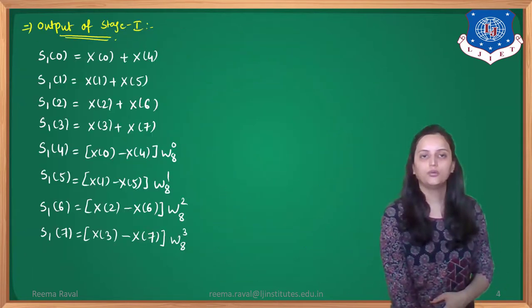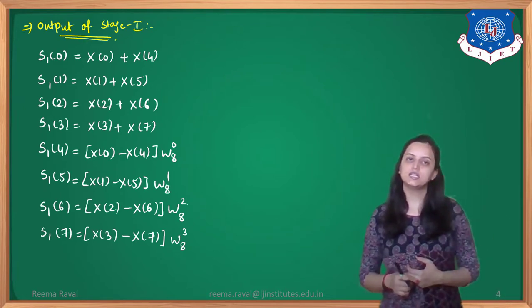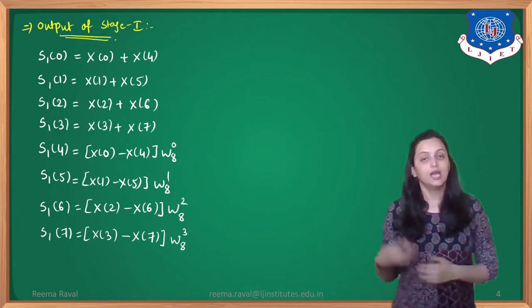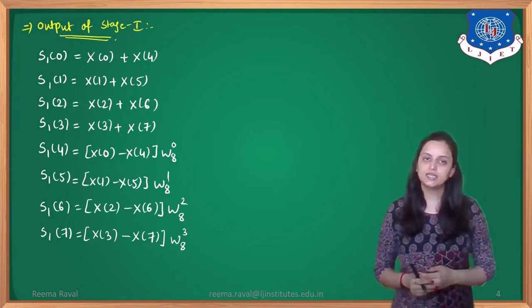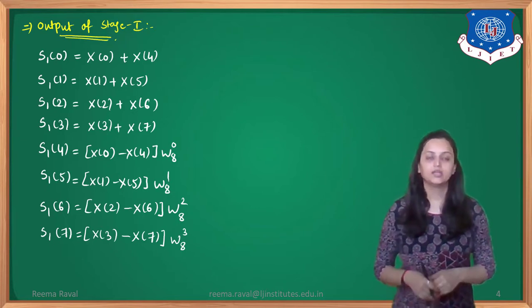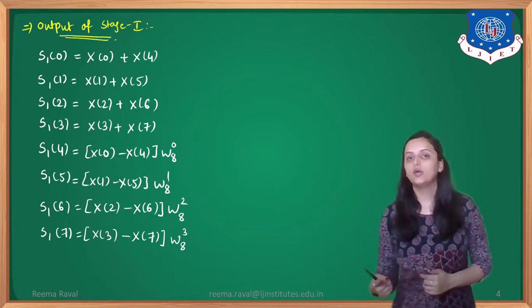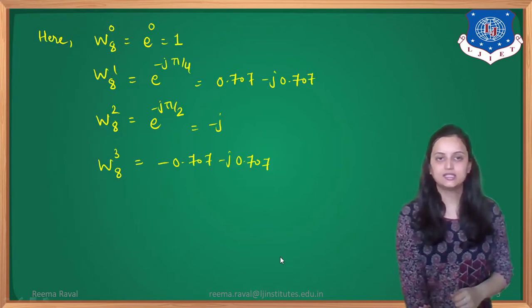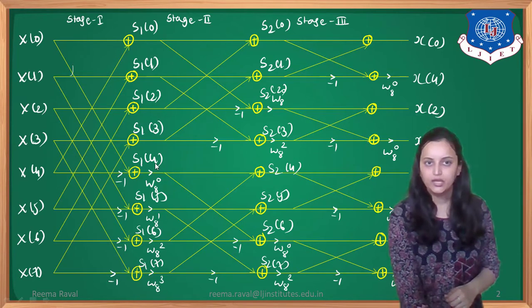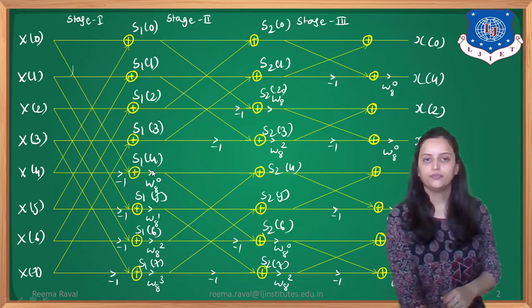The output of stage 1: s1 of 0 equals x of 0 plus x of 4. Then s1 of 1 equals x of 1 plus x of 5. s1 of 2 equals x of 2 plus x of 6. s1 of 3 equals x of 3 plus x of 7. s1 of 4 is x of 0 minus x of 4 multiplied by W80, the twiddle factor given to that. If we look at the diagram, we can see that s1 of 4 has two inputs. The first input is x of 0 and the second input is x of 4 with the twiddle factor.